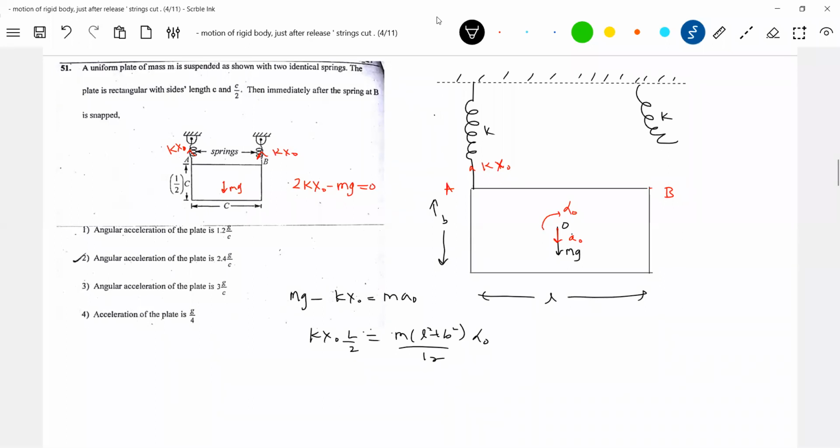Now what are the questions that are being asked? Angular acceleration of the plate. So do we know Kx naught? Yes, Kx naught equal to mg by 2. Substitute, you'll get alpha naught. Then we'll get A naught also.